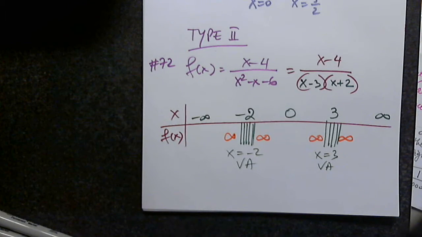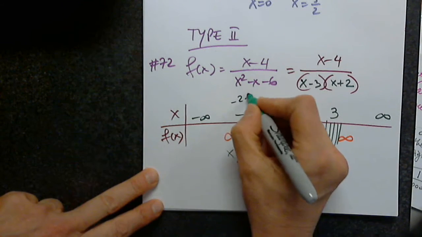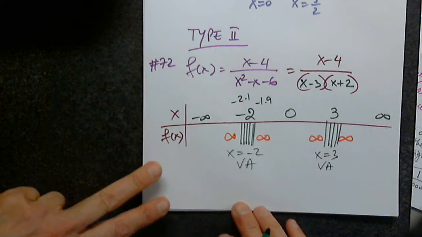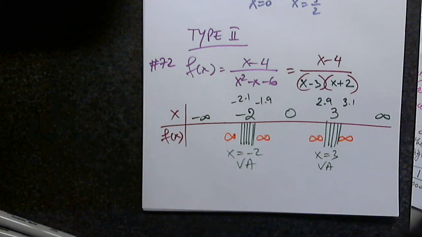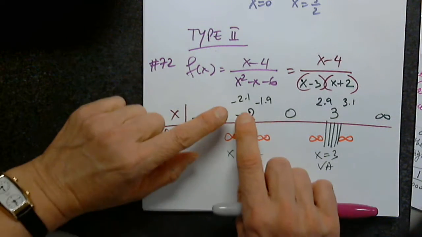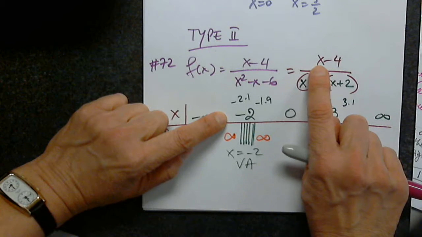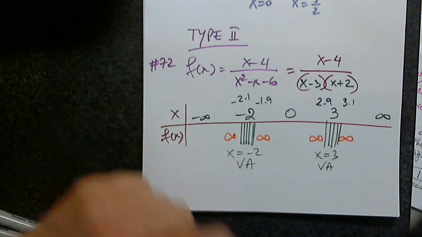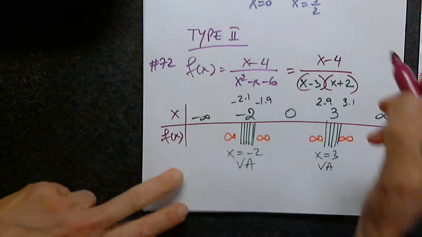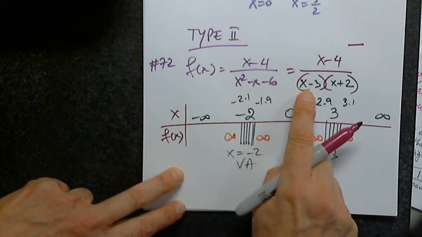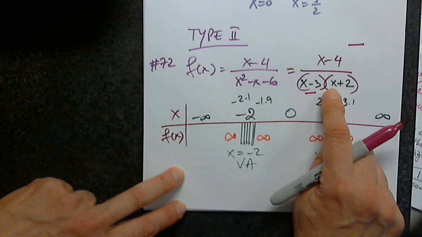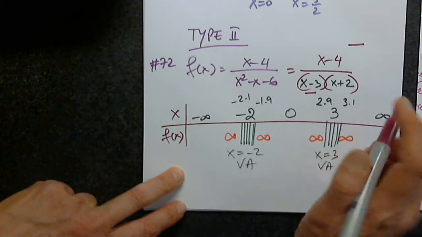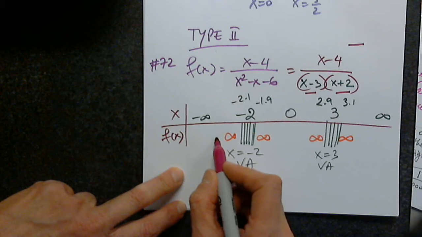Using numbers very close to -2 and 3, like -2.1, -1.9, and 2.9, 3.1. No calculations are needed, just sign. -2.1 minus 4, sign. -2.1 minus 3, sign. -2.1 plus 2. 3 negatives, please. Very good.